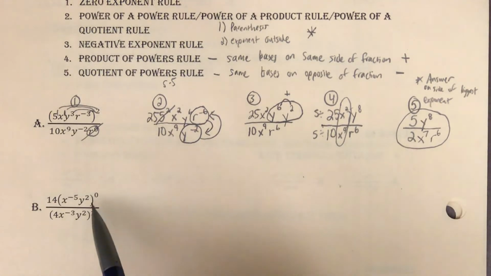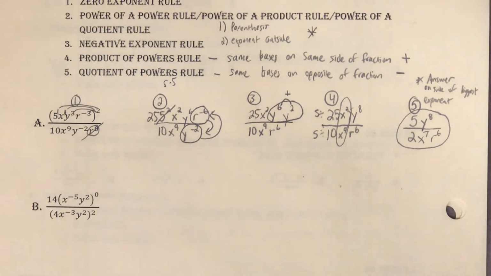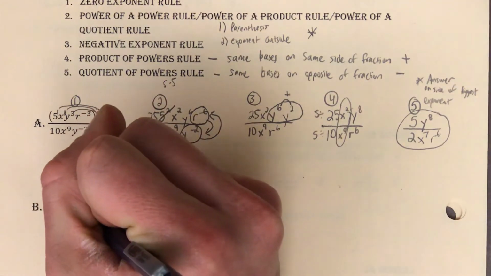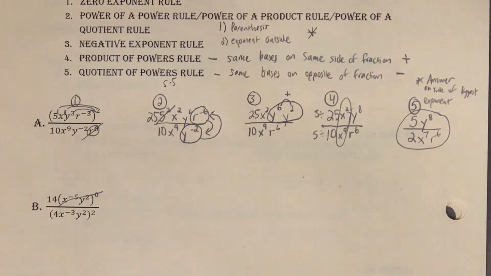I do. On the top, I have a 0 exponent, and it's going to an entire parentheses. Well, as we've talked about before, the base is always everything inside the parentheses. And so that entire thing is going to become 1. So what we really have right here is 14 times 1, because anything to the 0 exponent is 1. Well, 14 times 1 is just 14, so really this whole thing just cancels out. And all we're left with is the 14 on the top. Now I don't have a 0 exponent on the bottom, so I'm done with this rule.